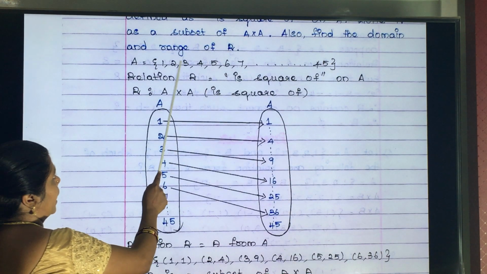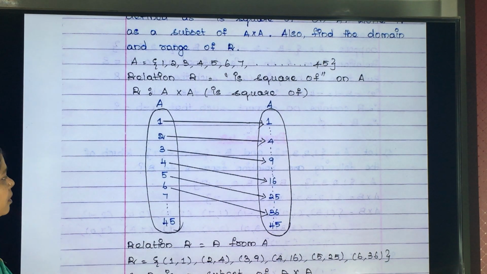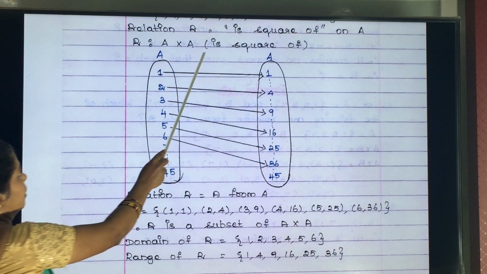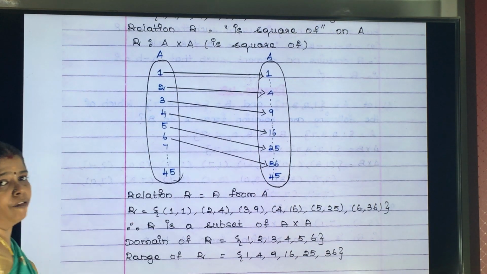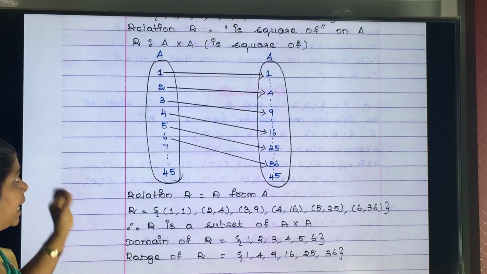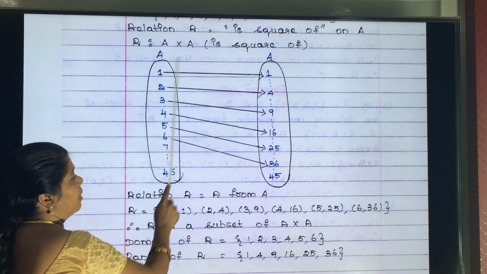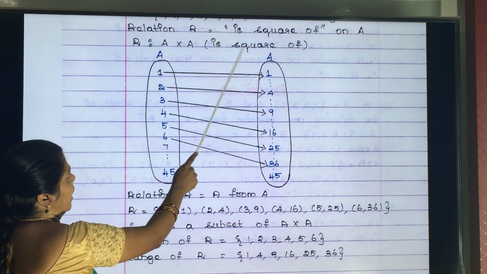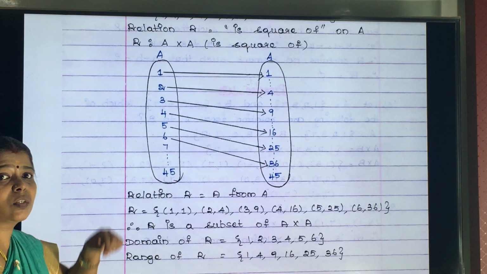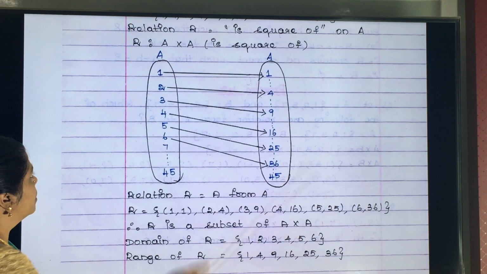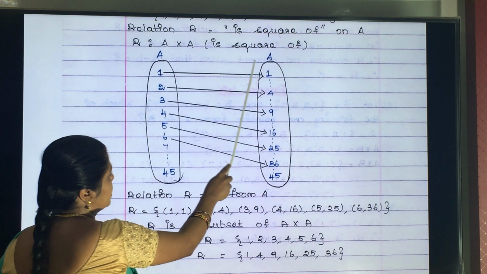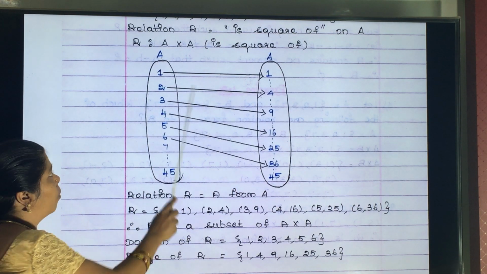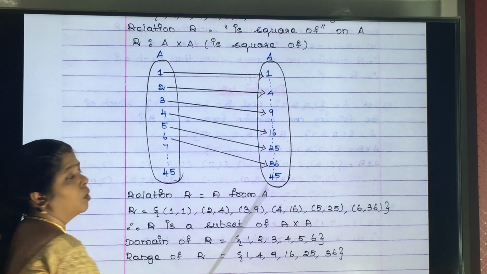Write all the elements of set A, here also all the elements of set A. We know that set A has elements from 1 to 45. So 1, 2, 3, etc. up to 45. Here also 1, 2, 3, etc. up to 45. And the rule here is "is square of". So only those elements which agree with this rule will get linked. So is square of 1. What is the square of 1? 1 squared is 1. So 1 goes to 1.